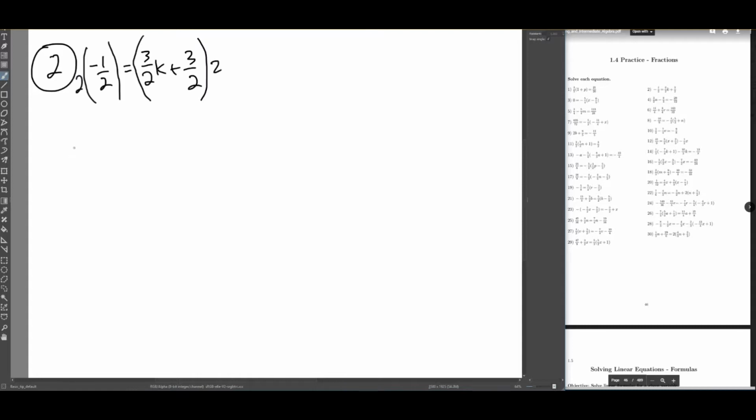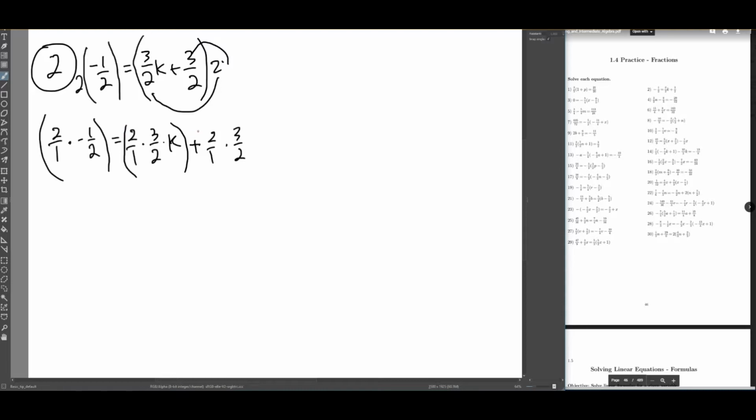So let's do it. 2 is really 2 over 1 multiplied by minus 1 over 2. You have to multiply this by this and this by this. Each item has to be multiplied by 2. So that's 2 over 1 multiplied by 3 over 2 multiplied by k, plus 2 over 1 multiplied by 3 over 2. Pretty good? We're going to do this first, and then this, and then this.